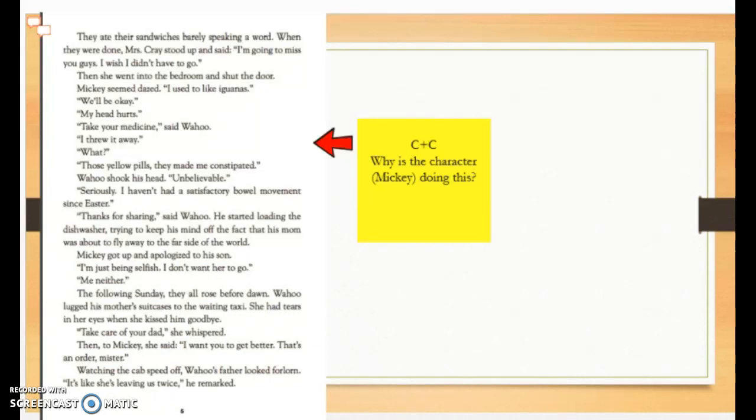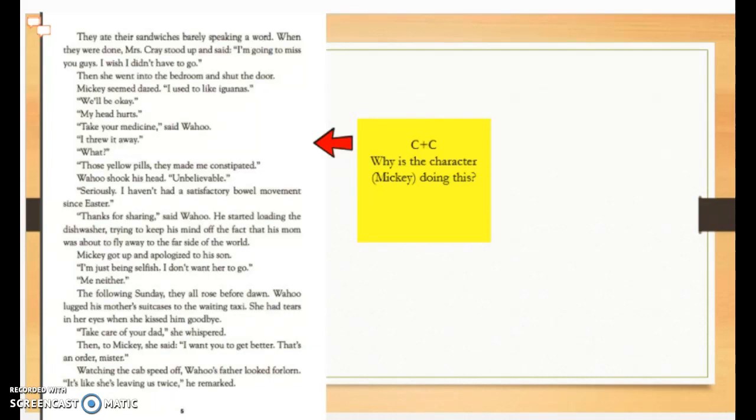"Oh, okay. Those yellow pills, they made me constipated." Wahoo shook his head. Unbelievable. "Seriously, I haven't had a satisfactory bowel movement since Easter." "Thanks for sharing," said Wahoo. He started loading the dishwasher, trying to keep his mind off the fact that his mom was about to fly away to the far side of the world. Mickey got up and apologized to his son. "I'm just being selfish. I don't want her to go." "Me neither."